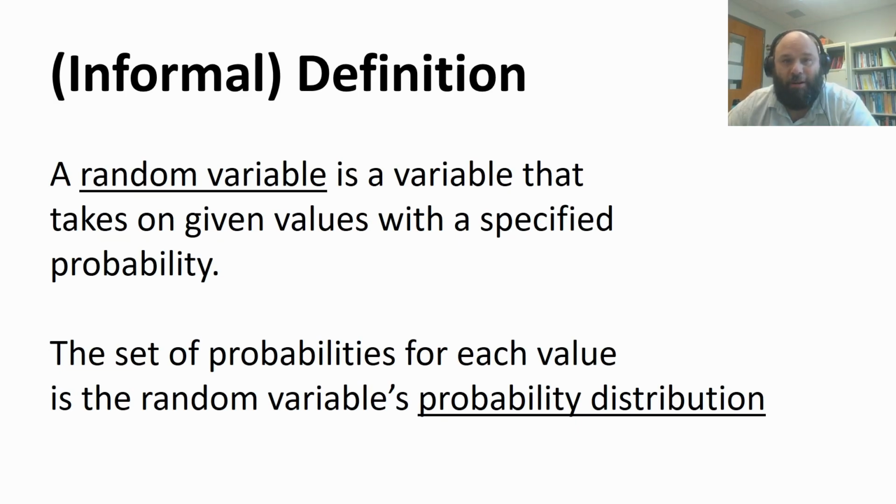So a random variable is a variable whose values come with a certain probability. The probability that the number of customers is 350 this week is 12%, for example. The set of probabilities for each value is the random variable's probability distribution. Now, we're going to see an example in just a minute, but we don't necessarily have a probability attached to each value. Sometimes we have a probability attached to a range of values.